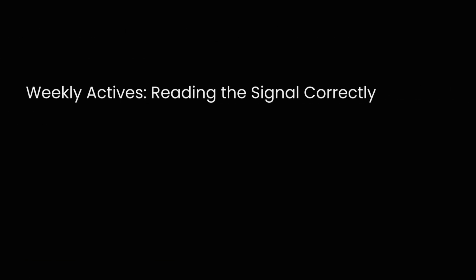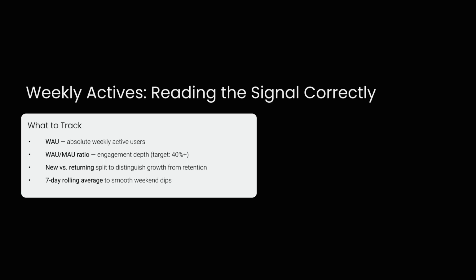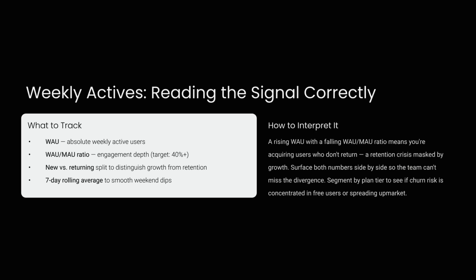user. When tracking weekly actives, include WAU, the WAU to MAU ratio, new versus returning user split, and a 7-day rolling average. A rising WAU with a falling WAU-MAU ratio signals a retention crisis masked by growth.